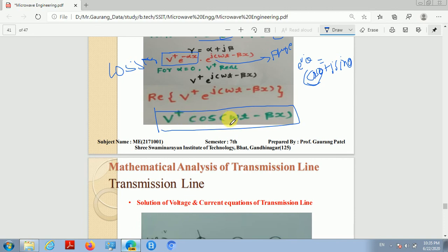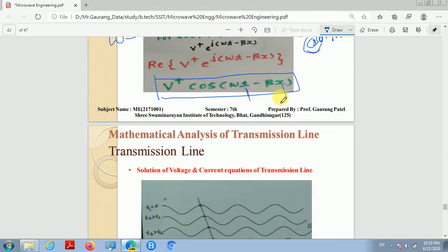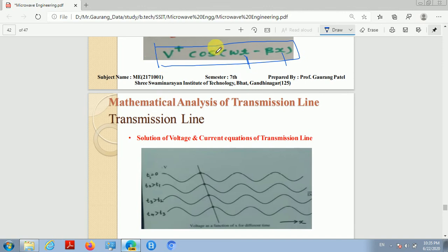And if I plot this voltage, you can see this voltage depends on two parameters, one is the time, another is the space, that is x. It depends on t and x. So if I keep one parameter constant and change the value of the other parameter, suppose I keep x constant and check this voltage at different times, then I will get waveforms like this.